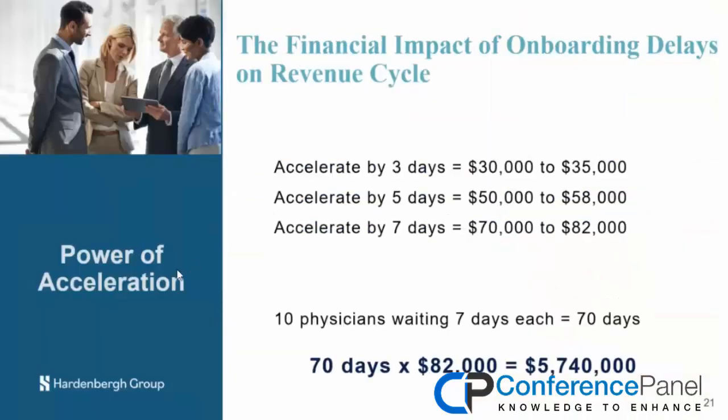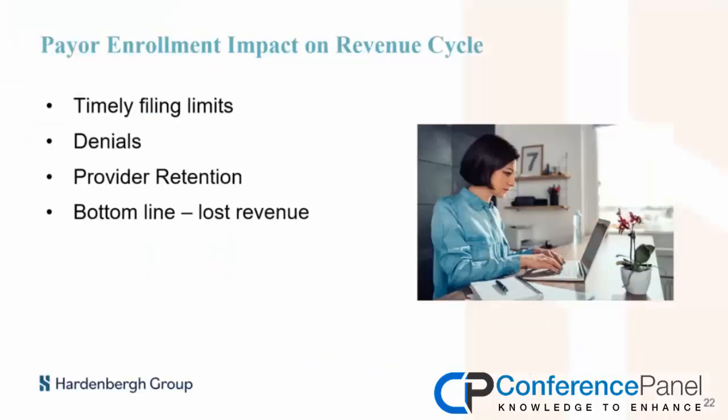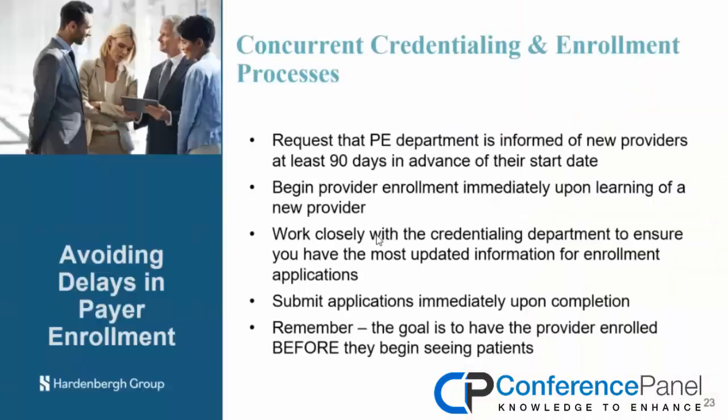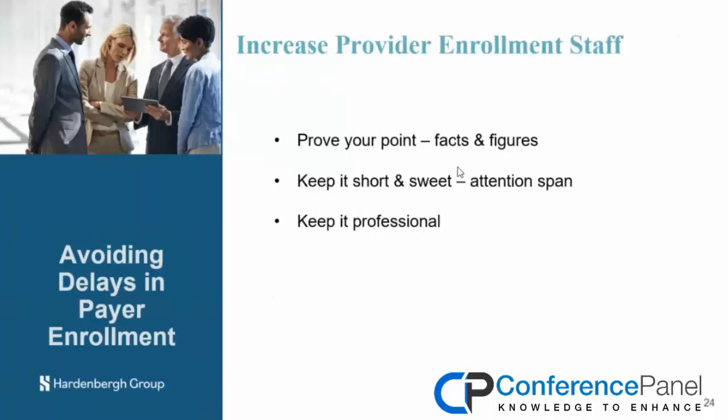This is just another graph to show the power of acceleration. So if that provider, okay, so once again, we're back to the usual suspects. Onboarding delays, particularly in payor enrollment, have a negative impact on revenue cycle. One way to avoid delays is concurrent credentialing and enrollment. Another way to decrease or avoid delays is to increase your provider enrollment staff.